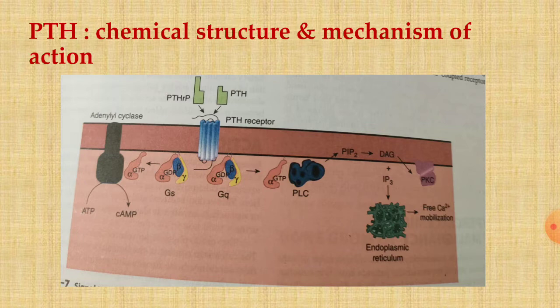The PTH-RP receptor also activates phospholipase C via G protein and its action is calcium mediated. So here the second messenger is calcium. So parathyroid hormone basically uses two different types of second messenger systems, cyclic AMP as well as calcium, at different receptor levels. So this is the mechanism of action.